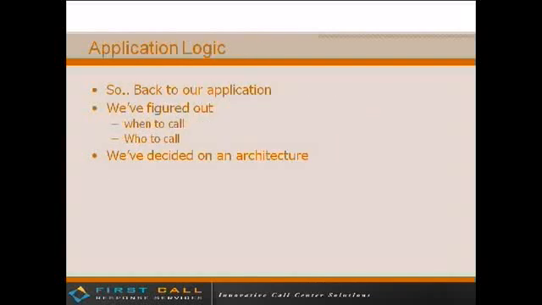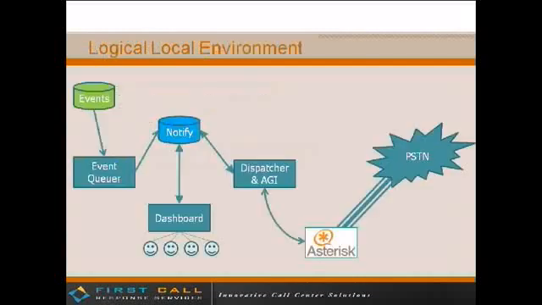So let's see. We've talked about Asterisk. We figured out who we're going to call, when we're going to call them. We've pretty much decided on an architecture, which now looks like this. We figured out that we're going to that box that had the question mark in it. Now we're going to call that dispatcher in AGI. In our implementation, it's two separate processes running on the same box. One that's firing commands to Asterisk saying do this. The other that's receiving the AGI script request.